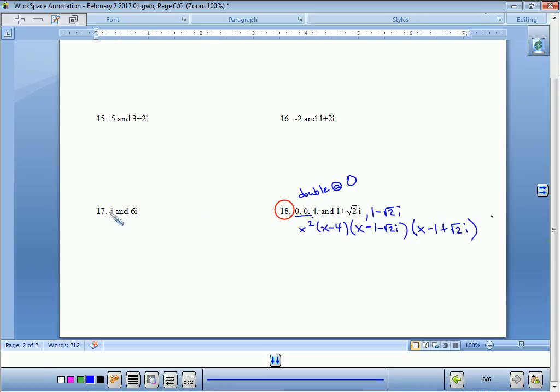Now, let's take a look at 17. If i is a root, then negative i is also a root. So I didn't list it, but it's got to be 1. And then if 6i is a root, then what also is a root? Negative 6i. All right, so we got lots of imaginaries here. So what you would do on this one is these two get your answer.